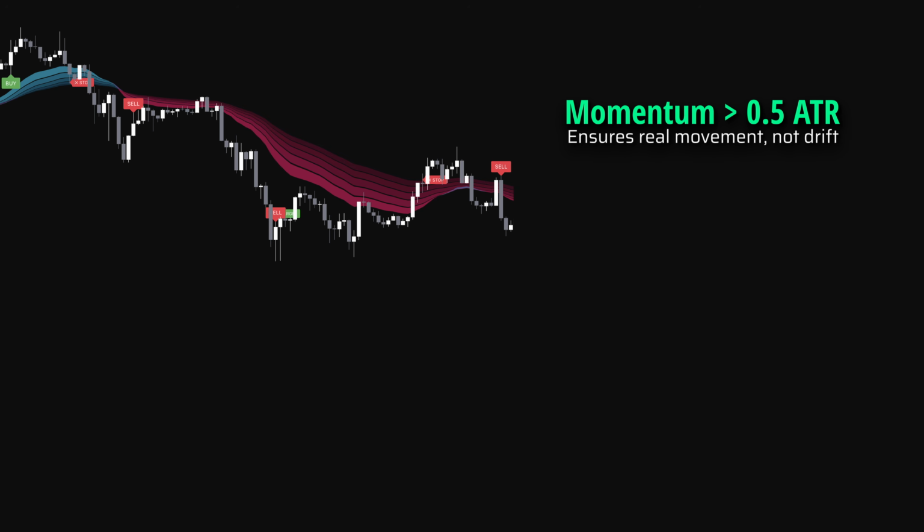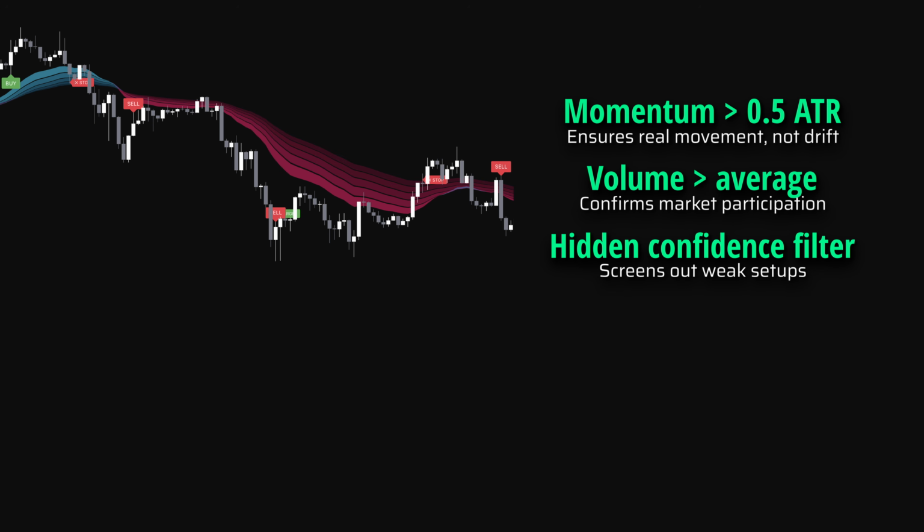Beyond ribbon alignment, the system requires multiple confirmations. Strong directional momentum must exceed half an ATR. This ensures price is actually moving, not just drifting. Volume needs to be above average to confirm participation in the move. A hidden confidence threshold automatically screens out weak setups that meet technical criteria but lack conviction.